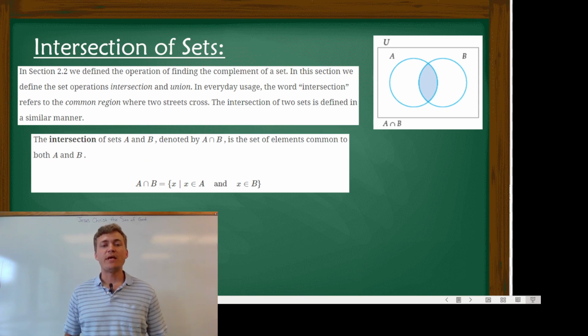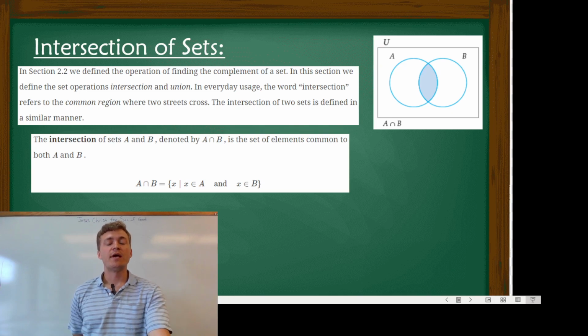A intersect B is the set of elements common to both A and B. In set builder notation, A intersect B is the set of all x's such that x belongs to A and x belongs to B. It's where the two sets overlap. If you can find elements in both of the sets, we define that as the intersection.